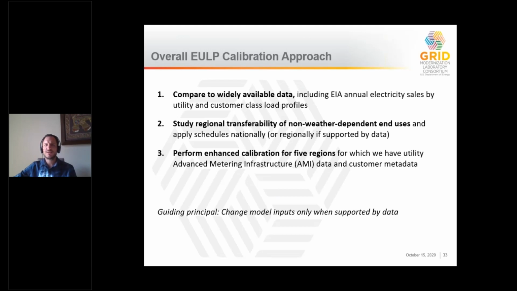In light of those constraints, the end-use load profiles calibration approach is defined as follows. First, compare results to widely available data, including EIA annual electricity sales data, for example. Second, study regional transferability of non-weather dependent end uses to find opportunity for extrapolation of specific calibration exercises. And finally, perform enhanced calibration for 5 specific regions for which we have AMI data and consumer metadata, and then extend those results to the extent possible. And the bottom line underlying all this work is the guiding principle that model inputs will only be changed when supported by data. Next slide.